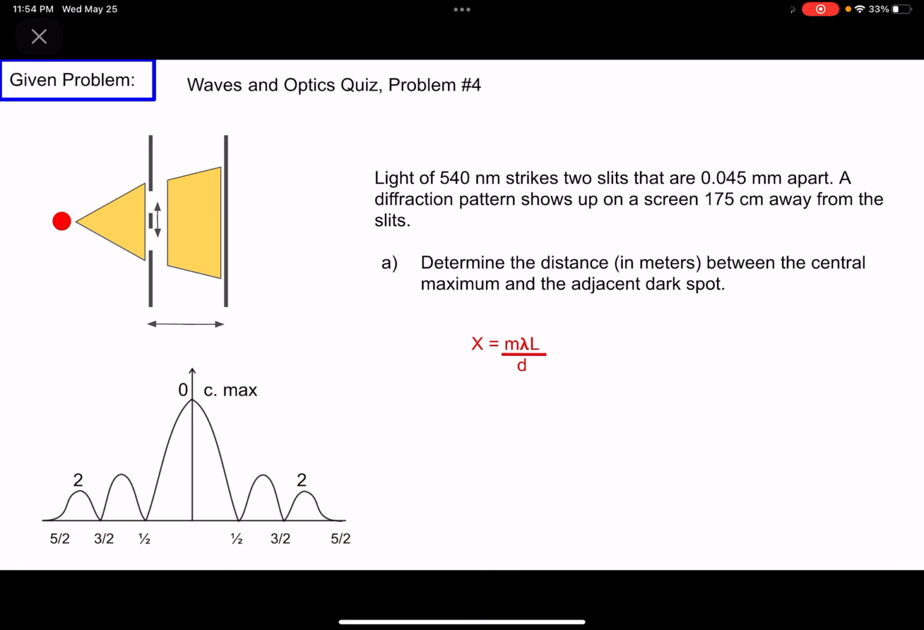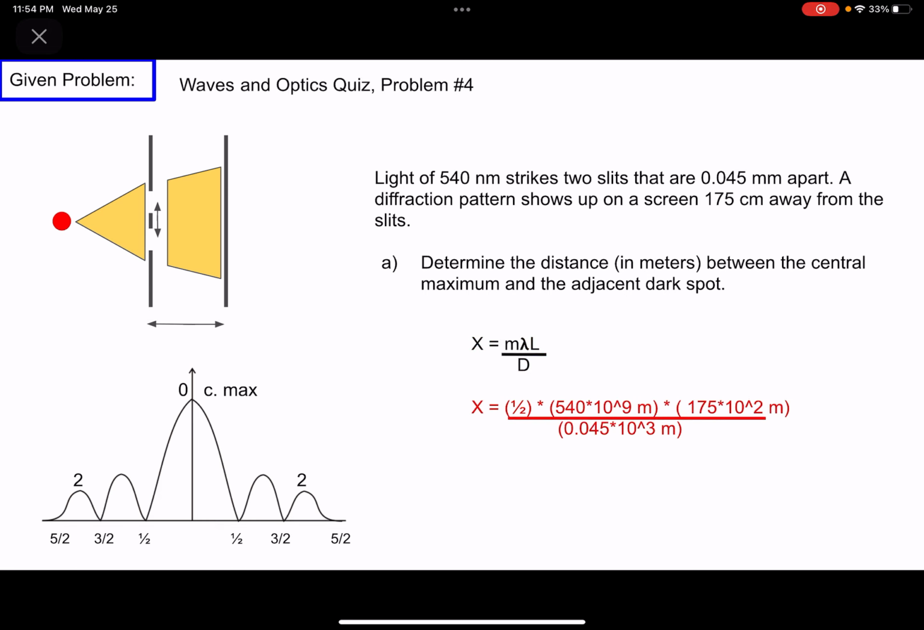So knowing that, you can go into A: determine the distance between the central maximum, 0, and the adjacent dark spot, 1/2. The adjacent dark spot could be on the right or the left. It doesn't really matter, they're the same. So you're going to use the equation distance equals m lambda L over d. Knowing this, your m is going to be 1/2.